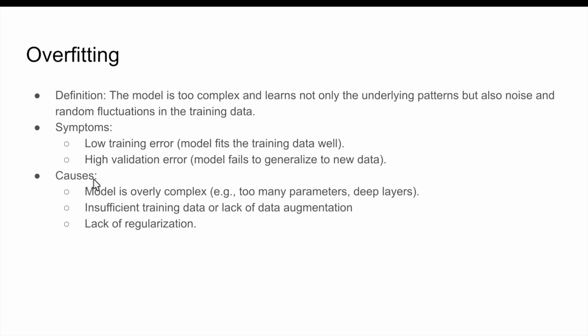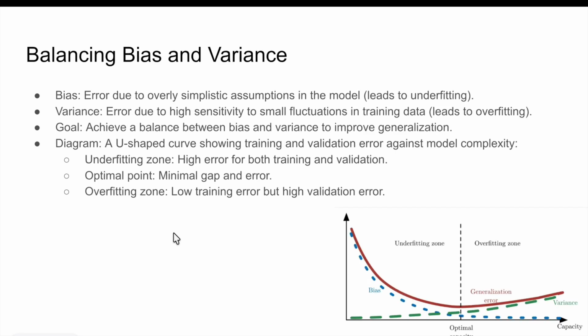All right, causes: the model is overly complex, it has insufficient training data or lacks data augmentation, and lack of regularization. So, balancing the bias and the variance. This blue line represents the bias. Bias is some preconceived notion of the data. Okay, so it is an oversimplistic assumption of the model.